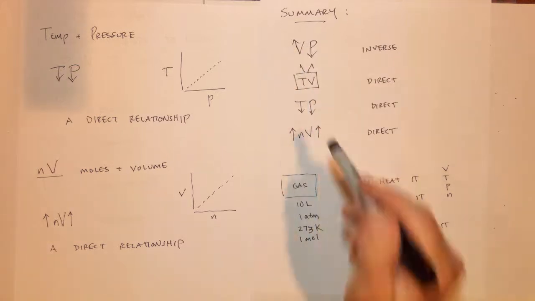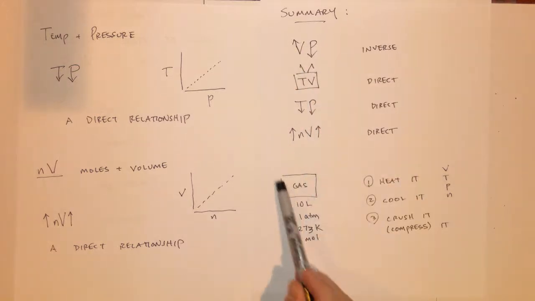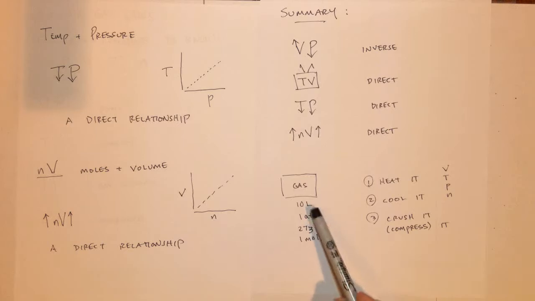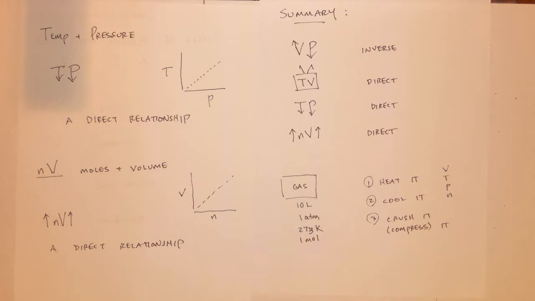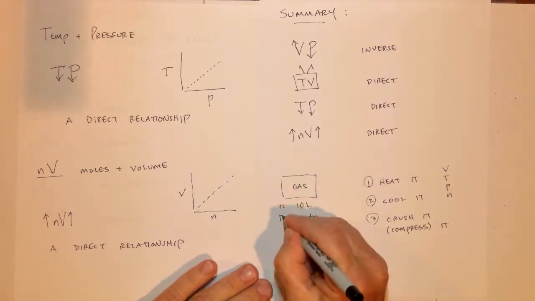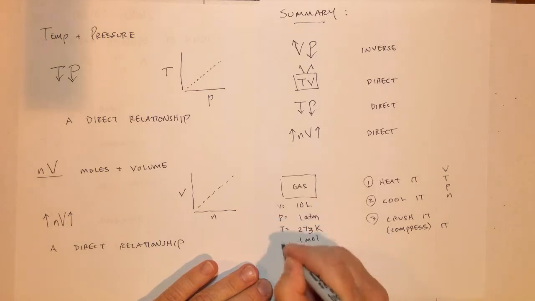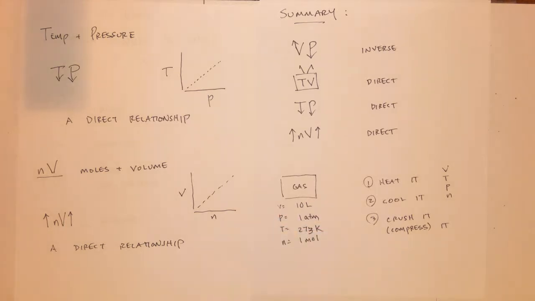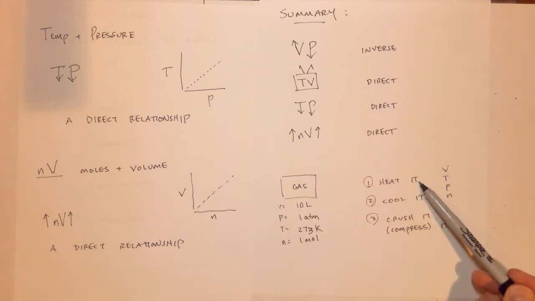So here's a question for you. Let's see if we can use this summary to help answer it. We've got a container of gas, sealed shut, 10-liter container. It's at 1 atmosphere of pressure and 273 Kelvin, which happens to be 0 degrees Celsius. And we have 1 mole of the gas inside of here. So we have all the variables: volume, pressure, temperature, and number of moles of gas. So using this qualitatively, what would happen if we heated this gas?